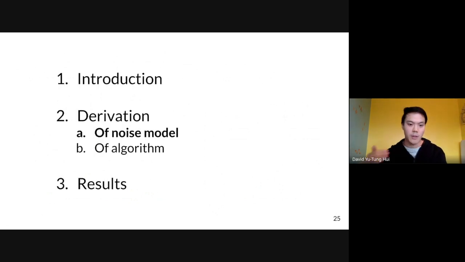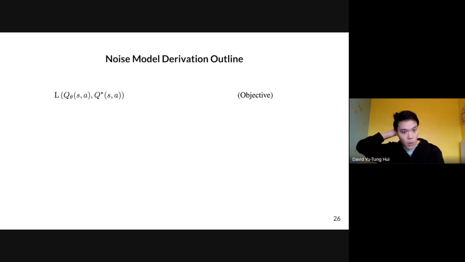There's going to be two parts of this. In the first part, I'm going to derive a new noise model that better fits the histogram of the TD errors. And in the second part of the derivation, I'm going to convert that noise model into an algorithm that we can use. The way that I'm going to derive the noise model is via the following 4 steps.